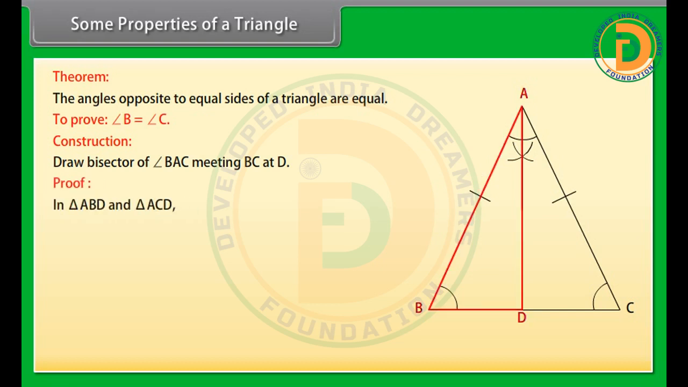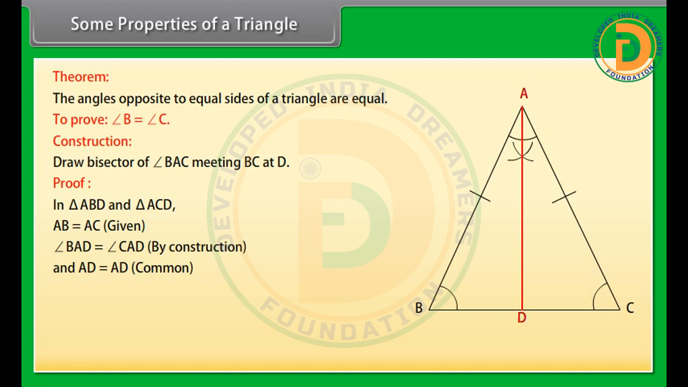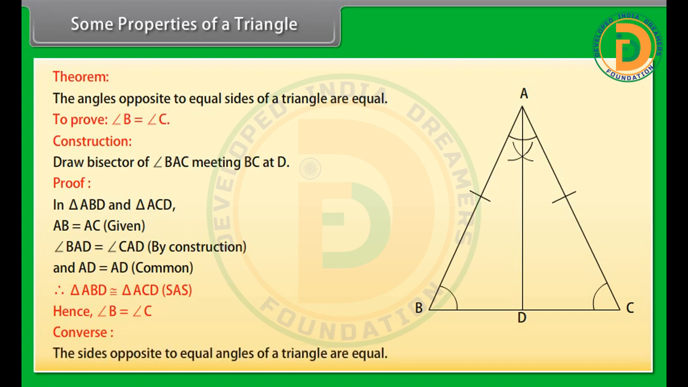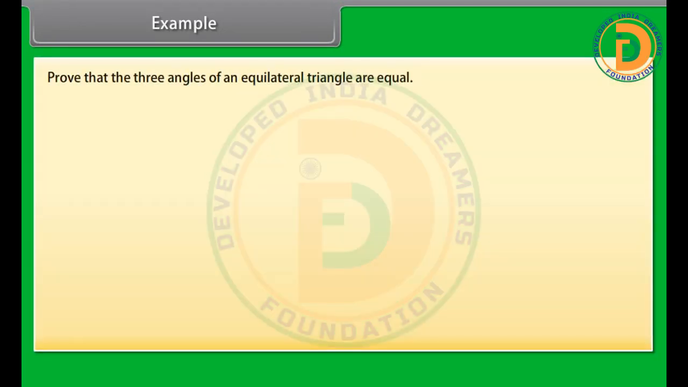Proof. In triangle ABD and triangle ACD, AB is equal to AC, given. Angle BAD is equal to angle CAD by construction, and AD is equal to AD, common. Therefore, by the SAS rule, triangle ABD is congruent to triangle ACD. Hence, angle B is equal to angle C. The converse of the above theorem is also true, which says that the sides opposite to equal angles of a triangle are equal. Example. Prove that the three angles of an equilateral triangle are equal.